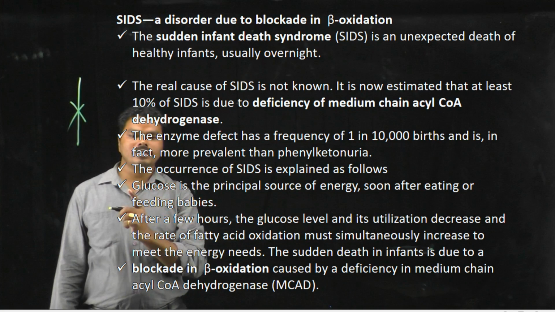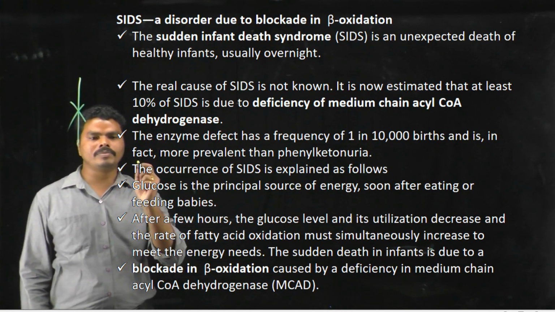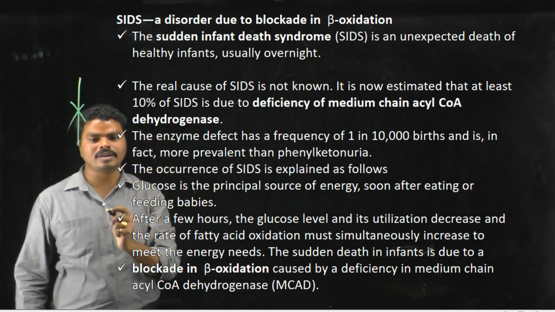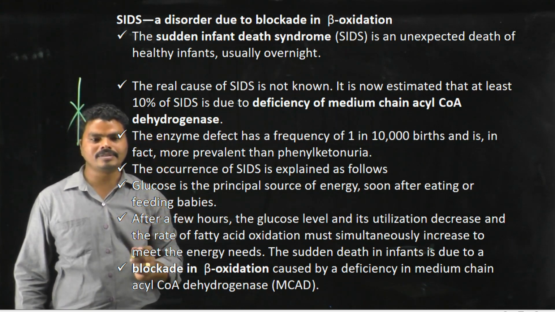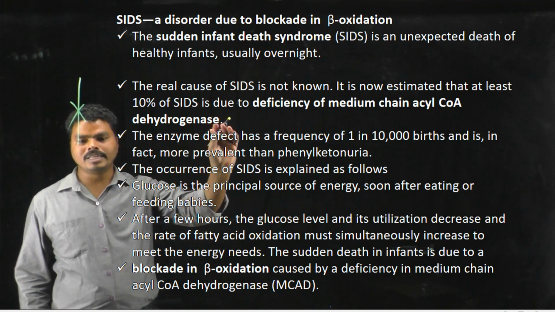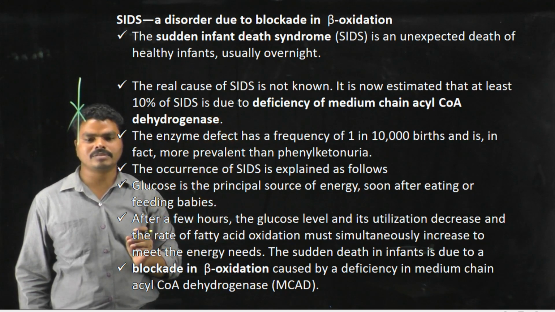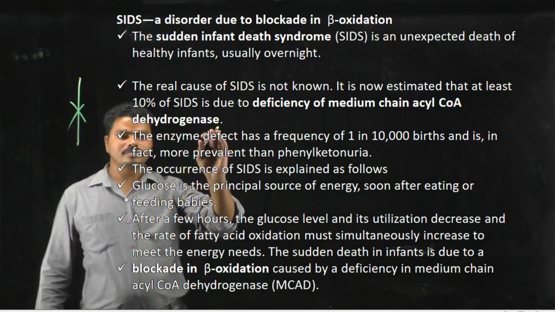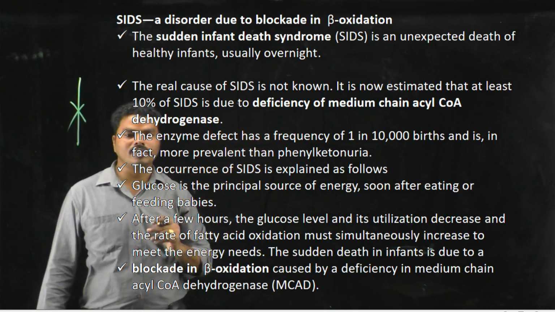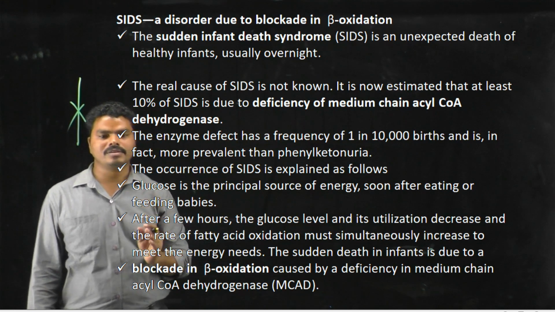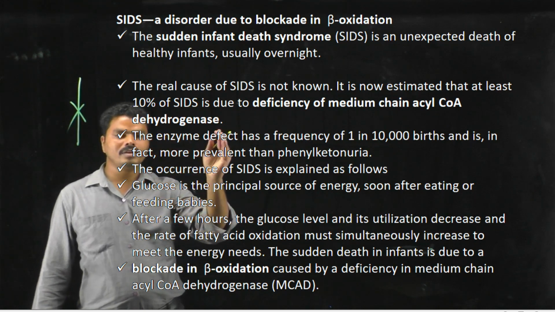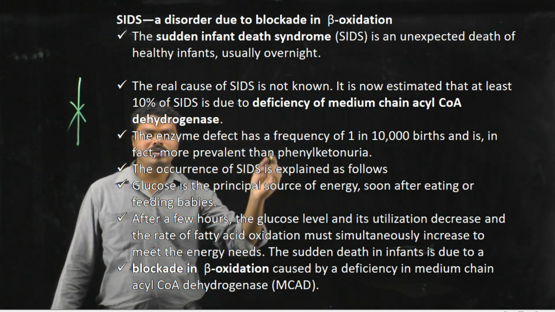I already explained that for each type of fatty acid, that is long chain, medium chain, and short chain fatty acids, a different type of enzyme system is required. So in case of SIDS, the deficiency of medium chain acyl CoA dehydrogenase is the reason. Out of 100, 10 SIDS cases are due to the deficiency of medium chain acyl CoA dehydrogenase.